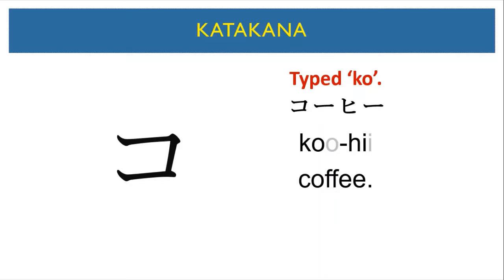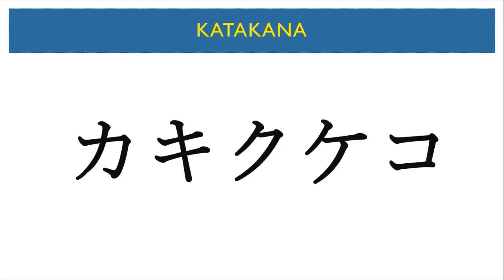All right, so this is the end of Hiragana and Katakana. Now, a small thing I would like to say after we repeat this. Ka, ki, ku, ke, ko. Ka, ki, ku, ke, ko.